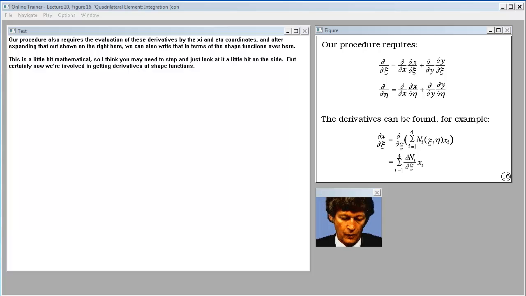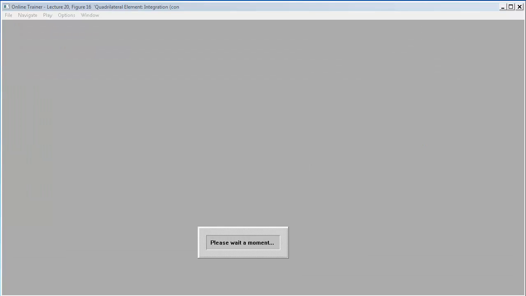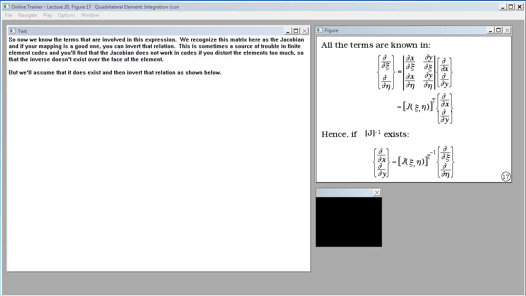Our procedure also requires the evaluation of these derivatives by the xi and eta coordinates. And after expanding that out, shown on the right here, we can also write that in terms of the shape functions over here. This is a little bit mathematical, so I think you may need to stop and just look at it a little bit on the side. But certainly now we're involved in getting derivatives of shape functions. So now we know the terms that are involved in this expression.